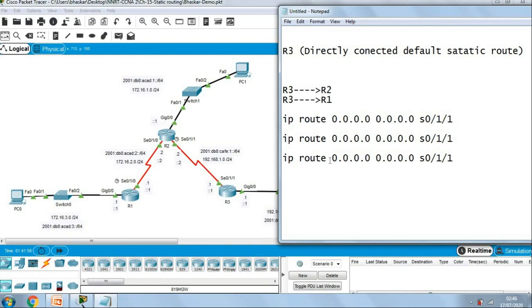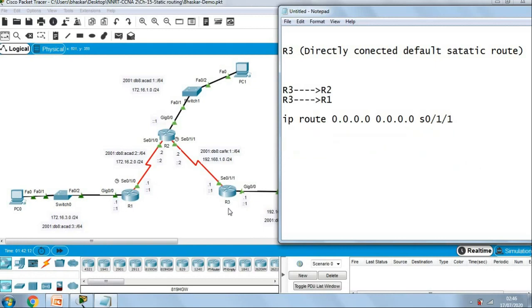No need to write three default static routes. All are the same, because if you write for this one or this one, you have not specified the remote network, everything is zeros. No need to specify again three times. So that's why I'm going to write only one. It means from R3 you can reach any remote network, but the exit interface is serial 0/1/1.